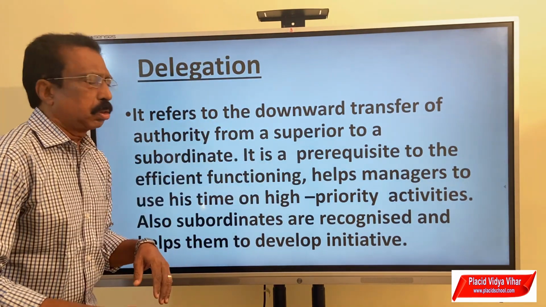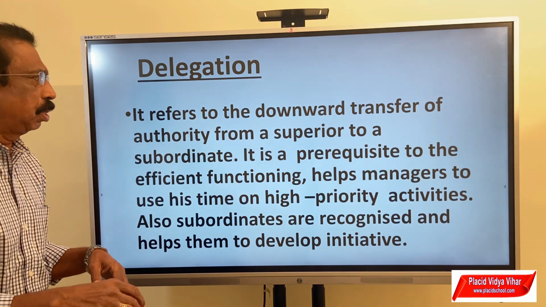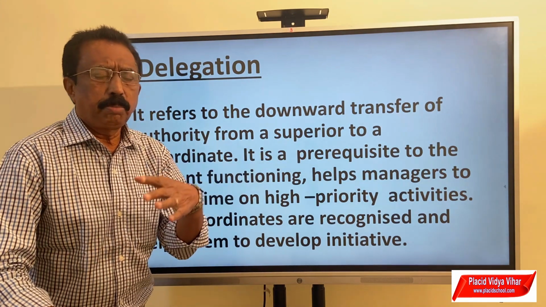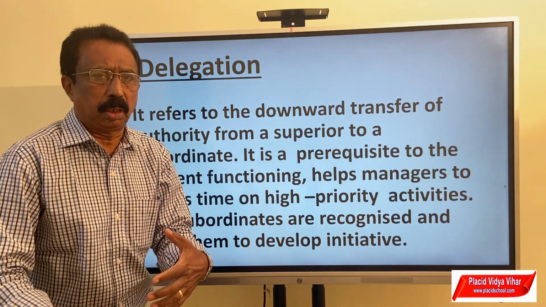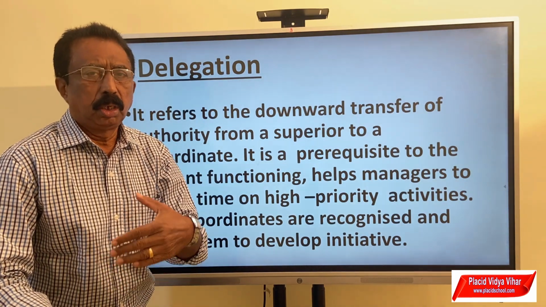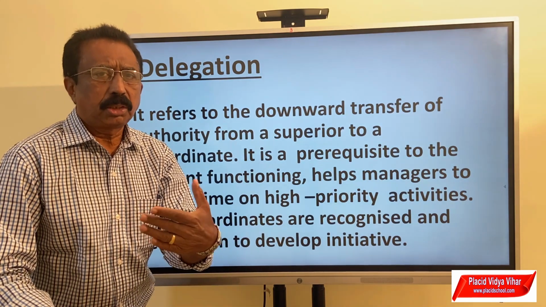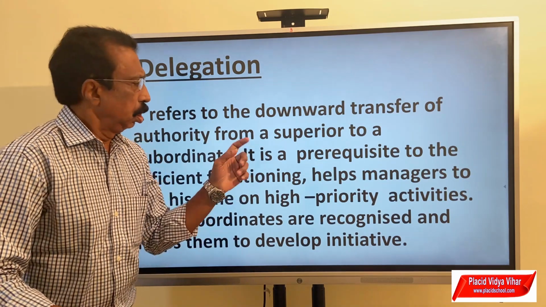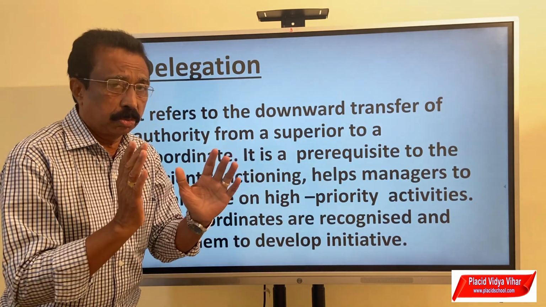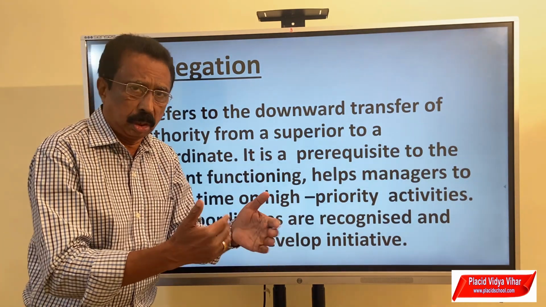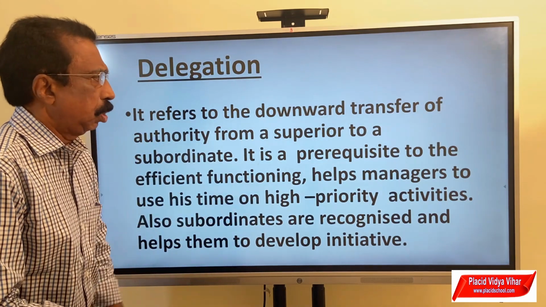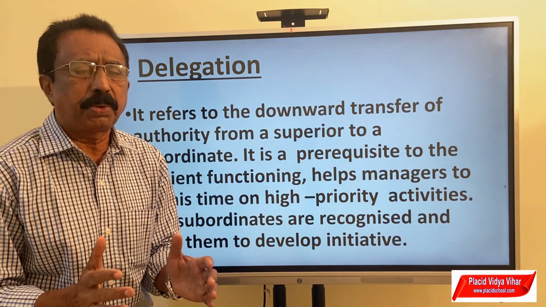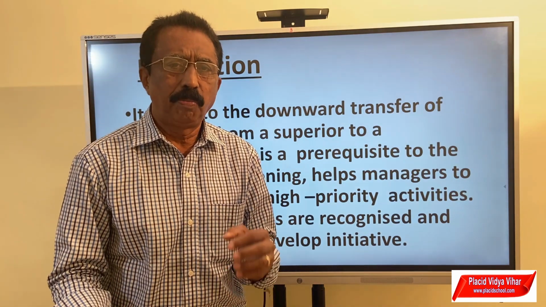Okay, let me continue. It refers to the downward transfer of authority from a superior. Look at that one. Delegation can be done only by a superior to his subordinate. When delegation is done, or when the work is given to a subordinate, authority should be given. We are going to see more explanation about authority as we go on. Then it is a prerequisite. That means it is necessary for the smooth functioning of any organization.